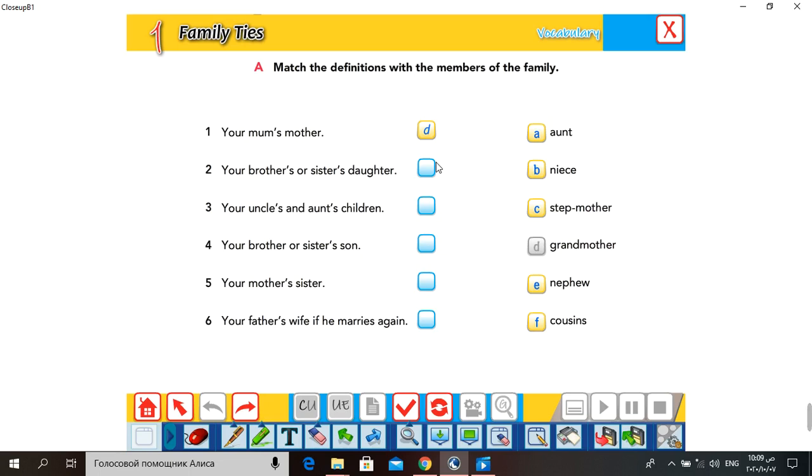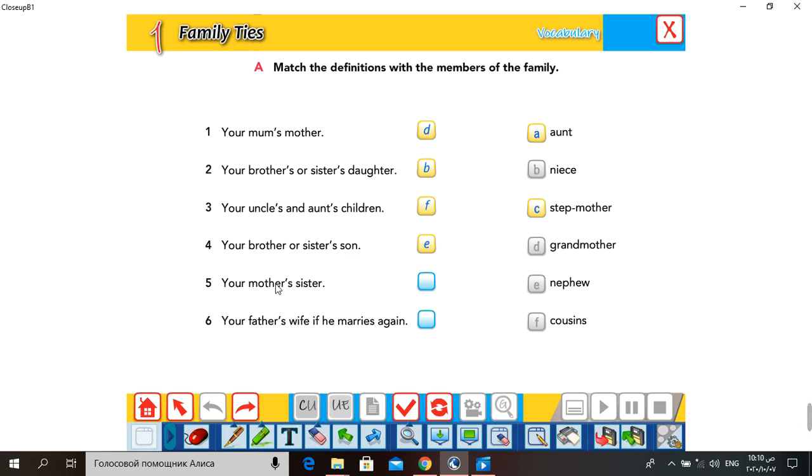Your brother or sister's daughter is your niece. Pay attention because the daughter is different from the son. So the daughter is the niece. Number 3, your uncles and aunts' children. Your uncles and aunts' children are your cousins. Correct, well done. Number 4, your brother or sister's son. Your brother's or sister's son is your nephew. So your brother's or sister's daughter is your niece, while your brother or sister's son is your nephew.